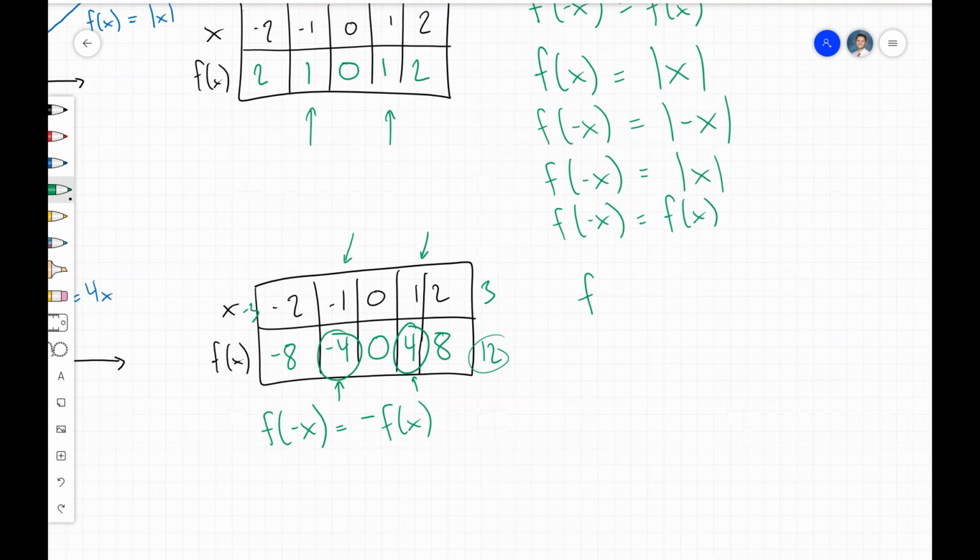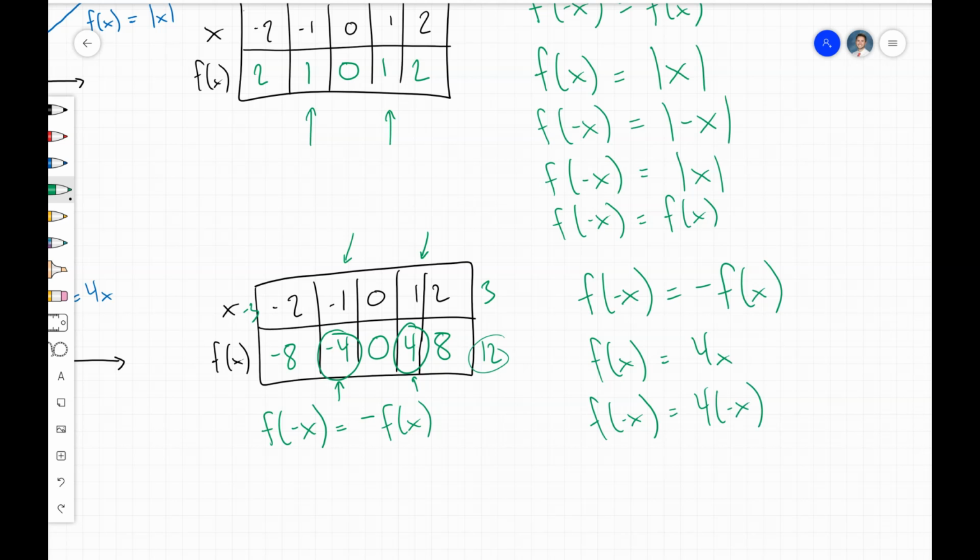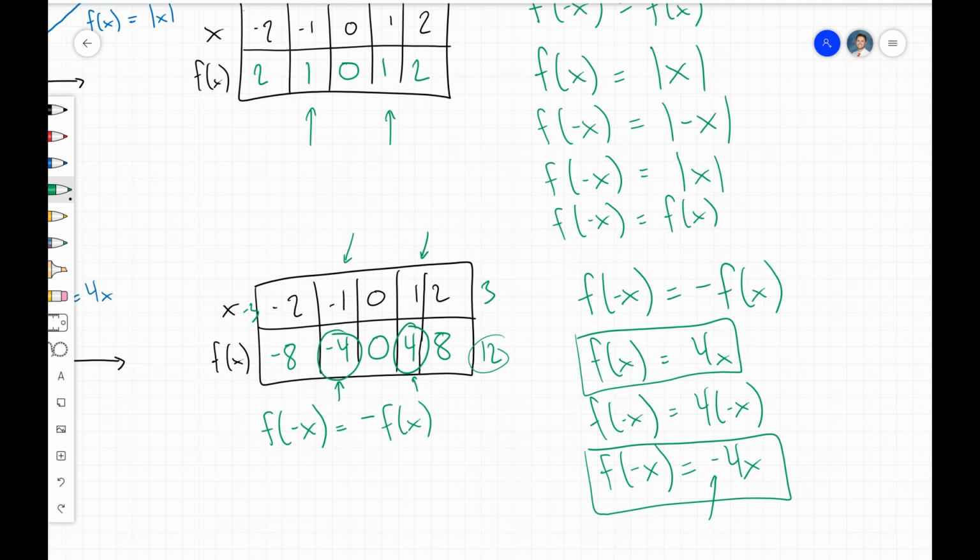And again, we can show this algebraically, because we know that f of negative x should equal negative f of x. That's the definition of an odd function. So if we take f of x, which is 4x, and we substitute negative x, we get f of negative x is 4 times negative x, and 4 times negative x is negative 4x. So f of x equals 4x, and f of negative x equals negative 4x. And again, that is negative f of x. It's the opposite of our original function.